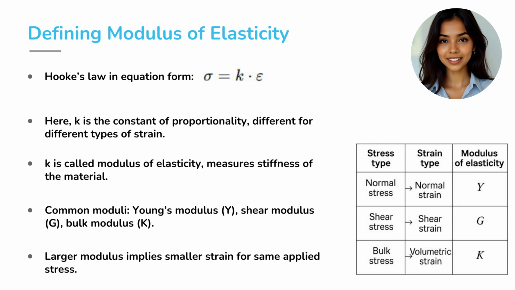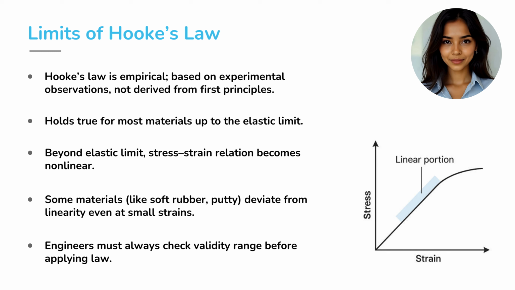Look at the table in the diagram. Stress type connects directly to strain type, and each has its own modulus. It's like matching keys to locks, perfectly paired. But wait, does Hooke's law always hold? Sadly, no. Hooke's law is an empirical law. That means it was discovered through experiments, not derived from some deeper principle. And it works beautifully, but only within a limit called the elastic limit.